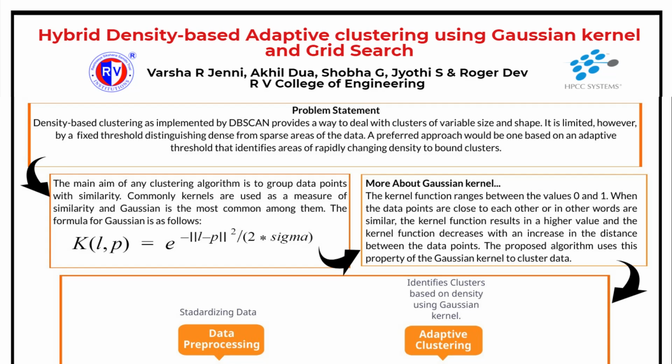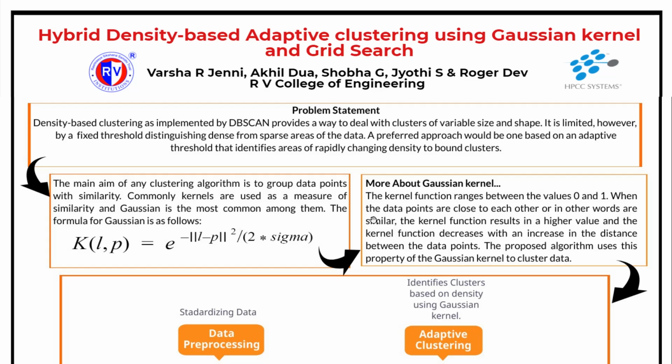These days we have a lot of data around us and processing this data is a vital task. And most of this data is unlabeled. So here clustering algorithms play a very important role. And as we all know, DBSCAN is a state-of-the-art algorithm that provides a way to deal with clusters of variable size and shape. But the DBSCAN algorithm does not perform well when the dataset consists of clusters with varying density.